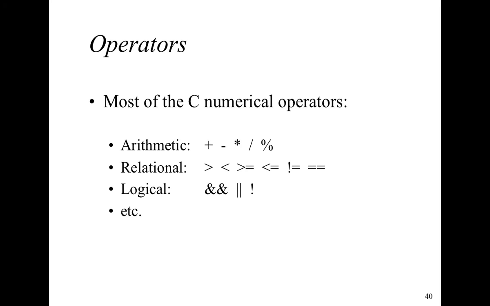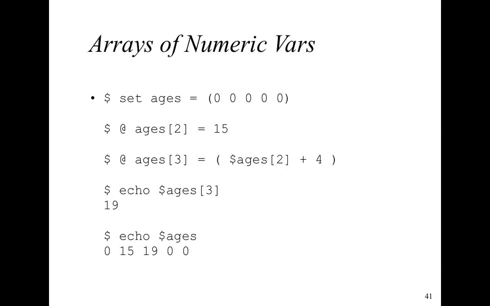Operators. Most of the C numeric operators are supported. So now maybe you're getting the impression why they call this C shell, because it supports C command syntax for the most part. But it's done differently. It's a shell. It's not C programming. So plus, minus, asterisk, relational operators, logical operators, etc.